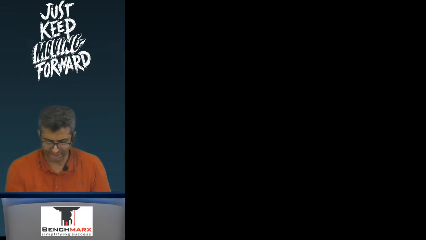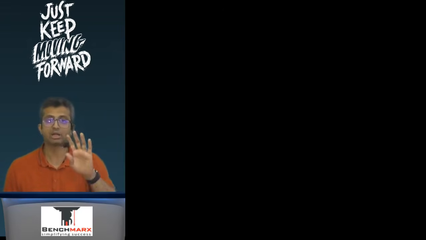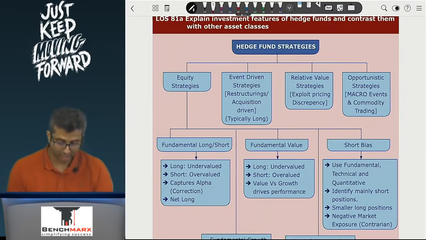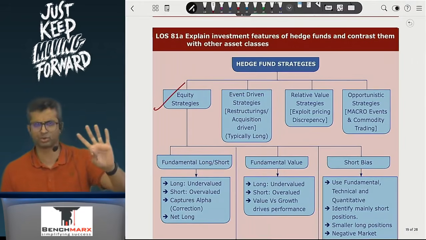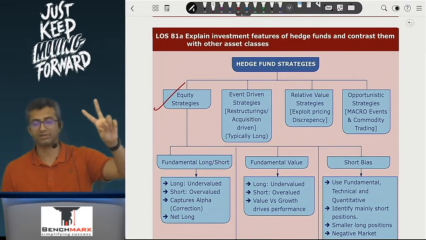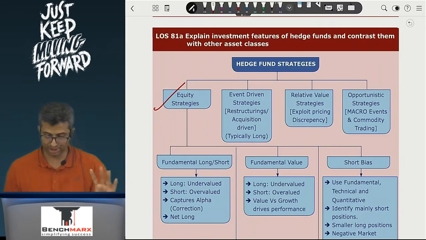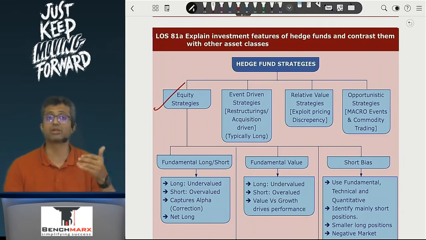Now when we look at the various types of hedge fund investing, there are four main strategies in hedge funds: the equity strategy, the event-driven strategies, relative value strategies, and opportunistic strategies. First, there is the equity strategy. Within equity, there are 5 subparts.